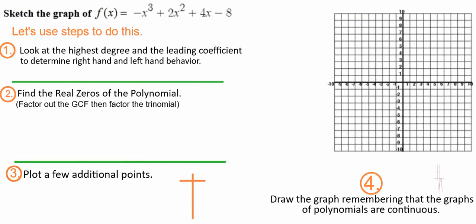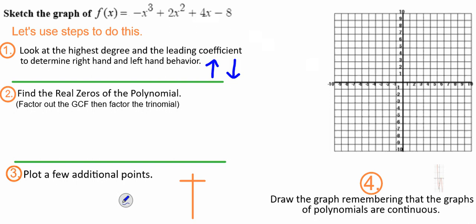So we're going to look at the highest degree and the leading coefficient. So the highest degree is 3. So normally that would mean down to the left, up to the right. But because the leading coefficient's -1, more importantly, it's negative, then we know that's flipped, right? So instead of going down to the left, we're going up as we look at the end behavior going to the left, and the graph is going to be going down as we look at the end behavior going to the right.